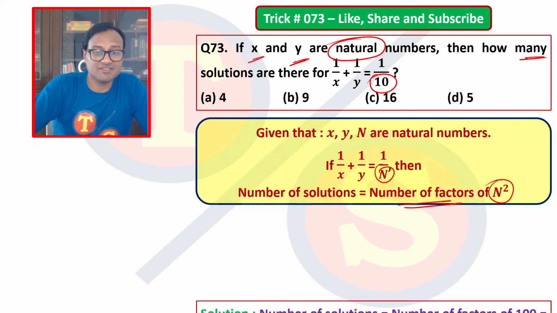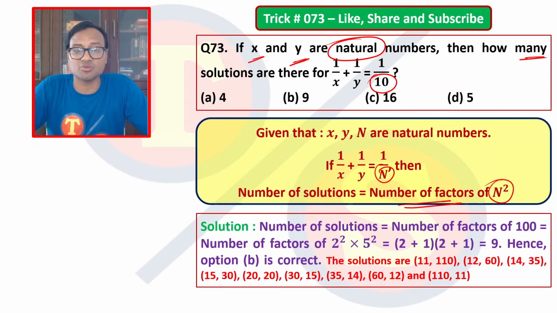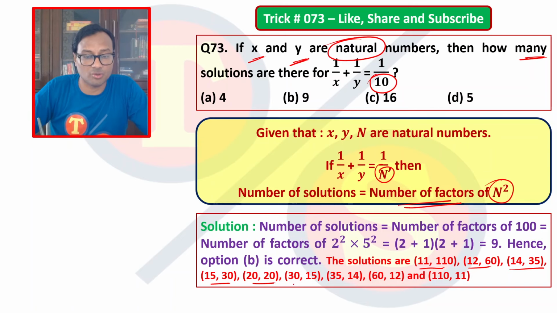Now, the square of 10 is 100. So calculate the number of factors of 100. The number of factors of 100 is equal to 9. So there will be 9 solutions of this equation. I have solved it for you. Anyway, in the exam they are not going to ask you the solutions, they are always going to ask you the number of solutions. I have noted down all the solutions over here. Altogether there are 9 solutions. You can check them and then apply this technique directly in the exam.